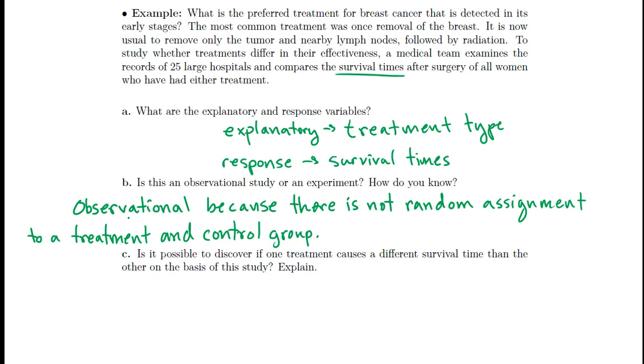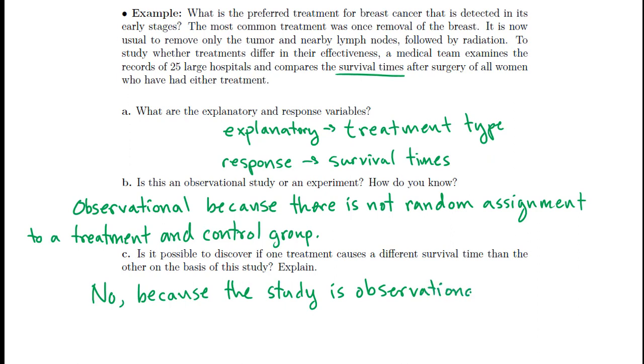Is it possible to discover if one treatment causes a different survival time than the other on the basis of this study? And the answer is simple: no. The moment I put observational as my type of study, I know the answer has to be no. No, because the study is observational.